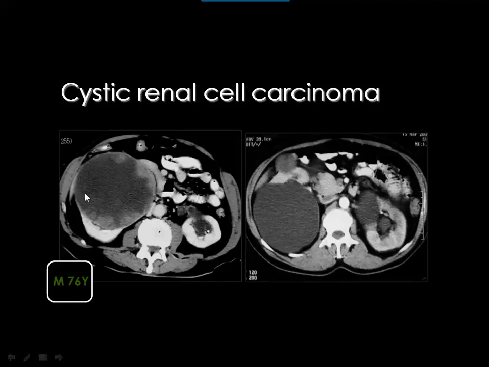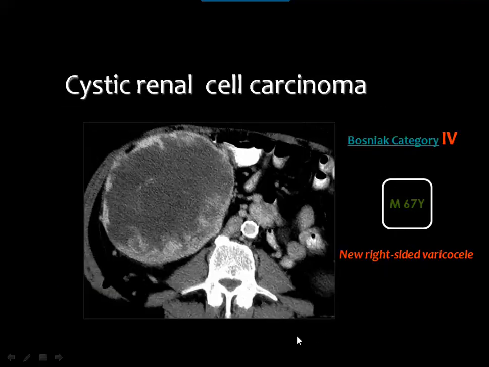You see a big cyst in the right kidney with multiple enhancing mural nodules, and this is a cystic renal cell carcinoma. You see here a big mass in the region of the right kidney, where the mass contains a cystic component and multiple solid mural nodules. This is Bosniak category 4.